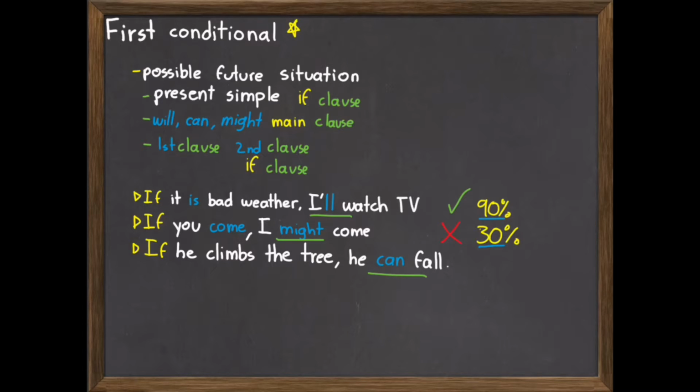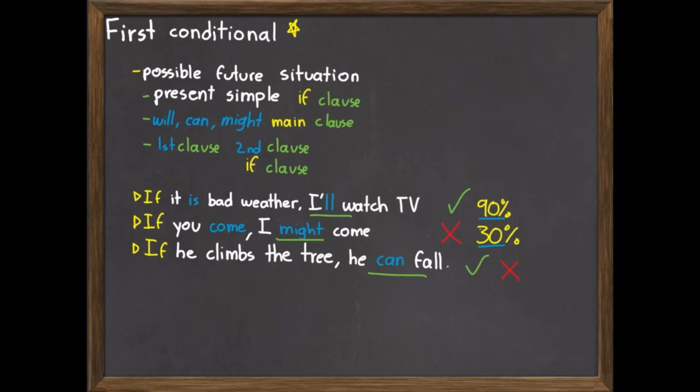probability. Now, for can, when we use can, the speaker is not sure whether the action will happen or not. Both things could happen. We're just not sure whether it could happen or not. Okay, so that was the first conditional form.